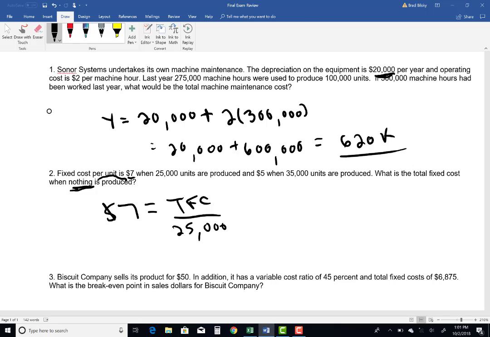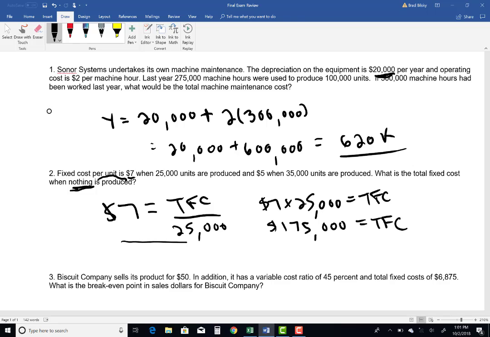All right, so notice now after we have that equation set up, it's pretty easy to solve for the total fixed cost. Just need to rearrange the equation. Of course, what we're going to do here is just multiply each side by 25,000. So we have 7 times 25 grand equals total fixed costs. And if you run out the numbers there, it's going to be 175,000. All right, so that's our total amount of fixed costs. So when nothing is produced, that's still the total amount of fixed cost, right? That fixed cost amount doesn't change. Notice if I use the other information given, we'll get the same exact answer.